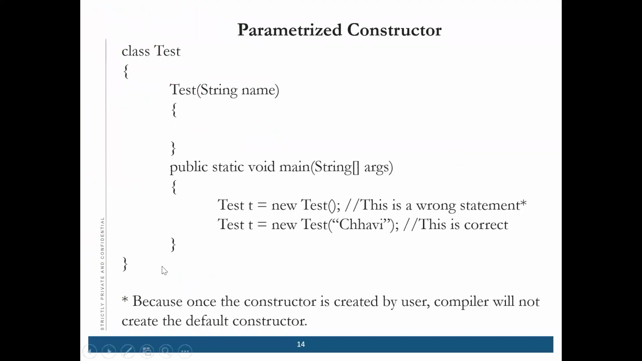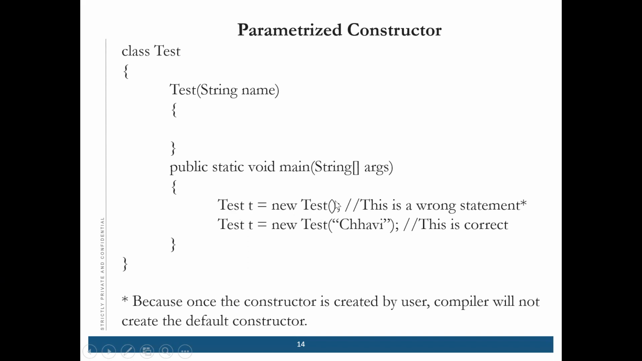Here, so this is called a parameterized constructor. And also, once you create a constructor, the compiler will not create any default constructor. Why? Because then it will be confusing for the compiler, right? So the default constructor is gone. That's why this is a default constructor, right?